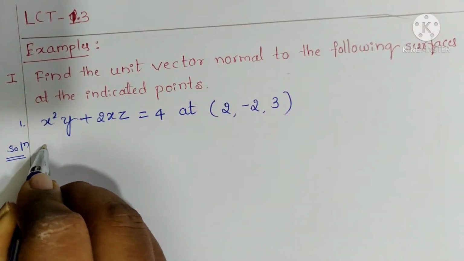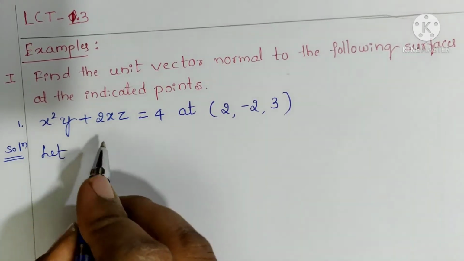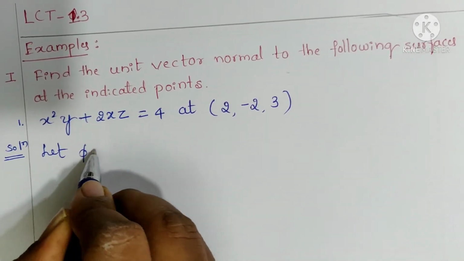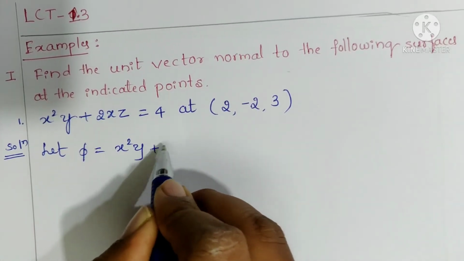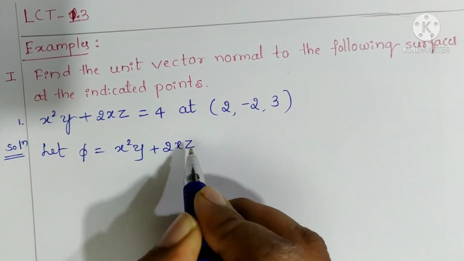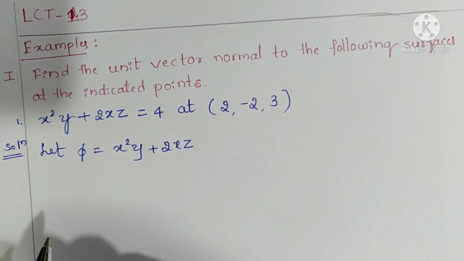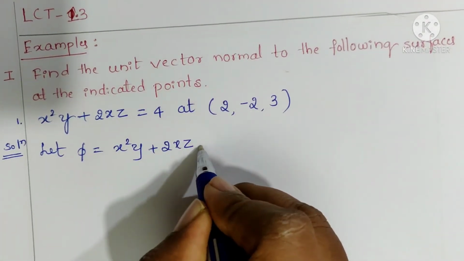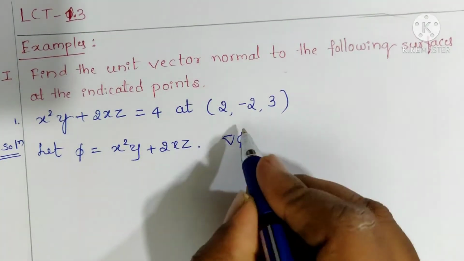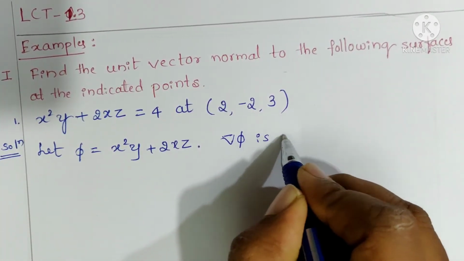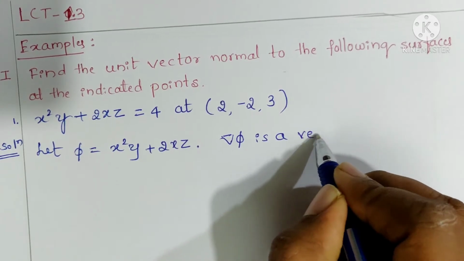Solution: let this be phi. So phi is equal to x square y plus 2xz, the surface. Now what is del phi? Del phi is a vector normal to the surface.